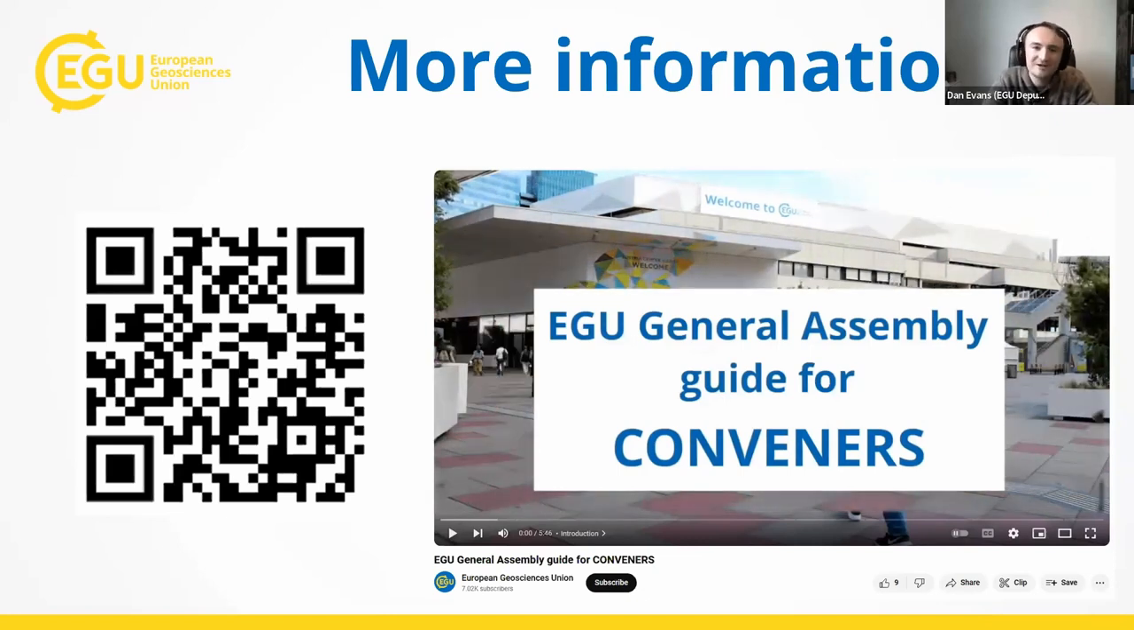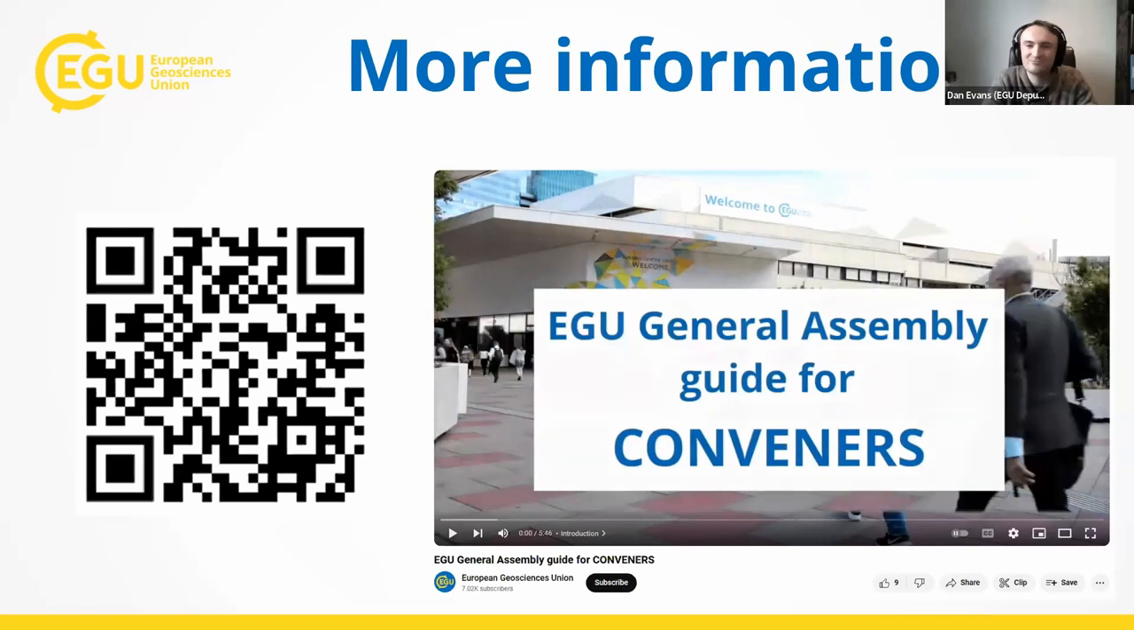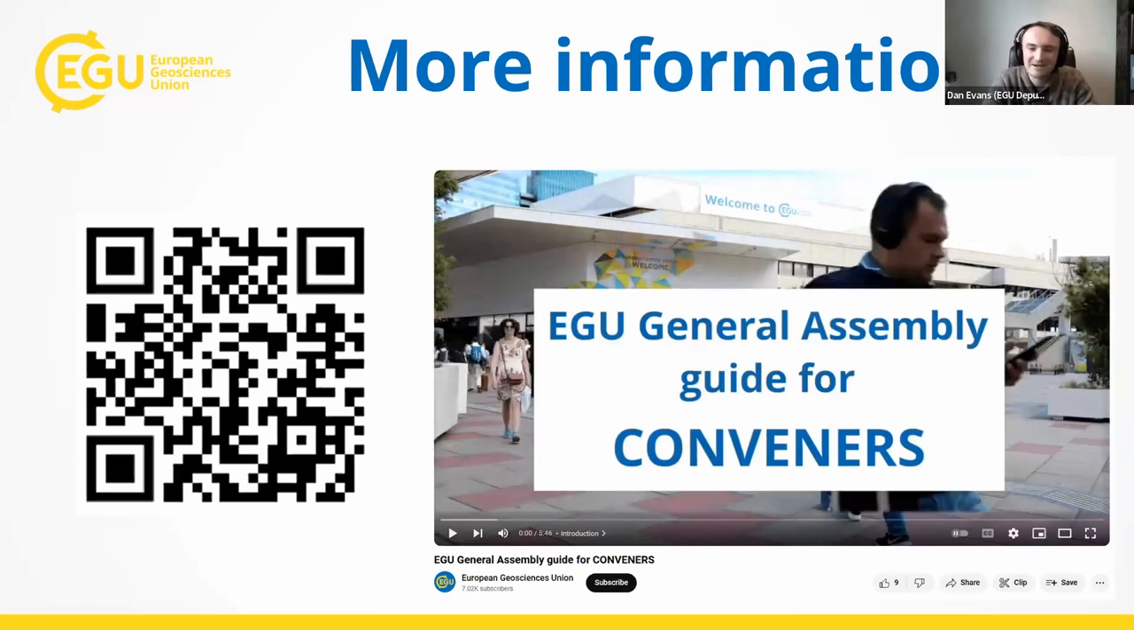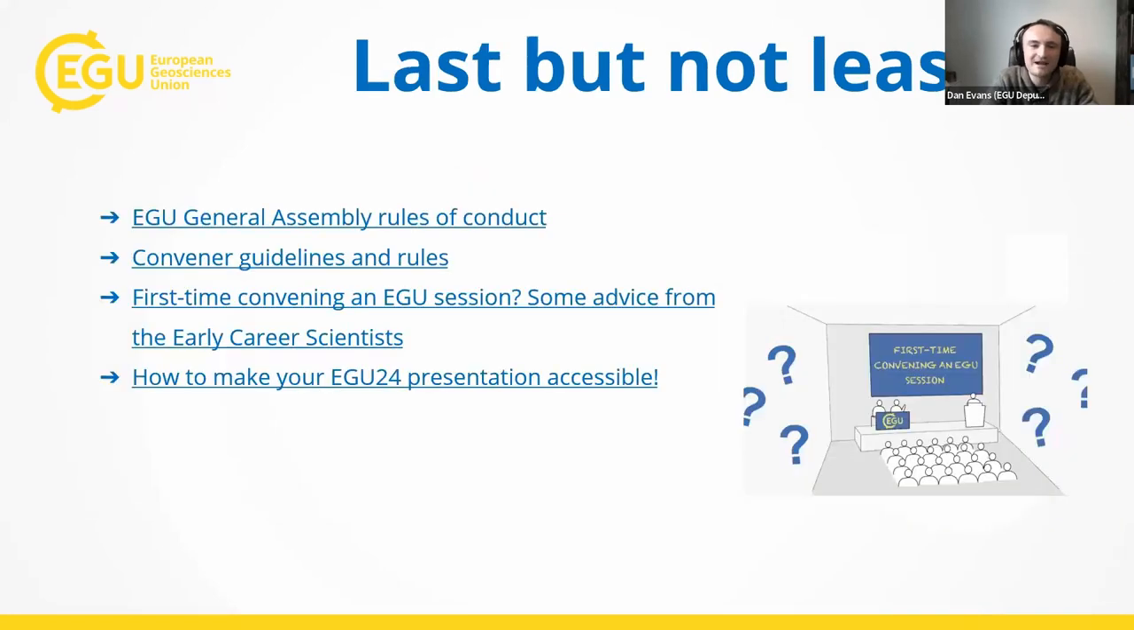So I'll allow those who've got their camera phones to snap that. But also, there are other little links that you might be interested in as conveners, or as potential conveners for subsequent EGU GAs. So the General Assembly rules of conduct, very important, are listed on the top link there. The particular guidelines and the rules for conveners are there on the second link. That will take you to the EGU website information for conveners.